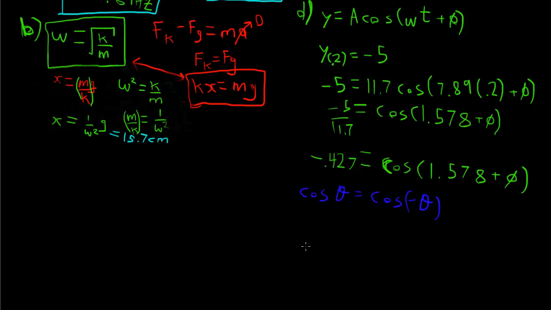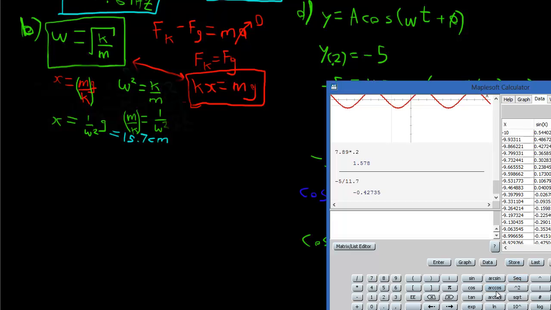And we'll just put cos inverse of negative 0.427 equals, and so if I do cos inverse to both sides here, I get a cos inverse on that side, and then a cos inverse of cos is just simply what's inside. It's 1.578 plus phi. And then we ask our calculator, what's the cos inverse of 0.427, also known as the arc cos?